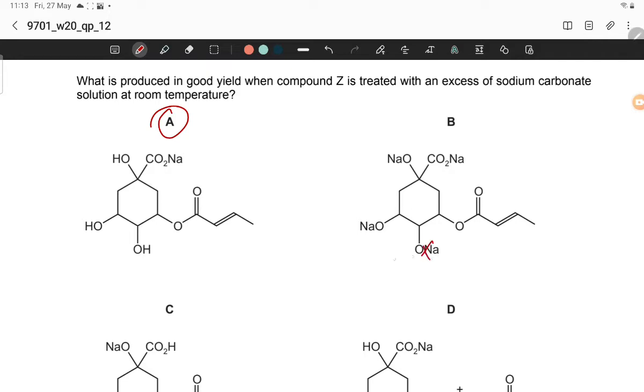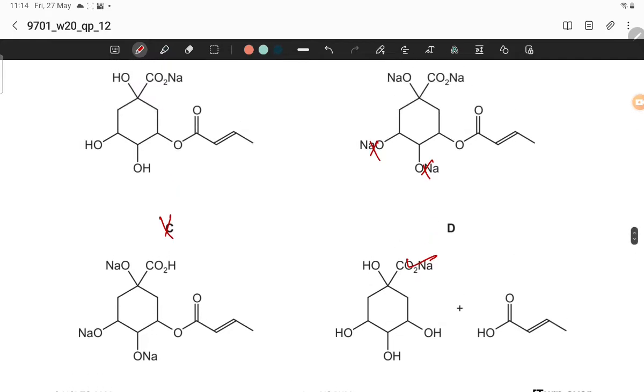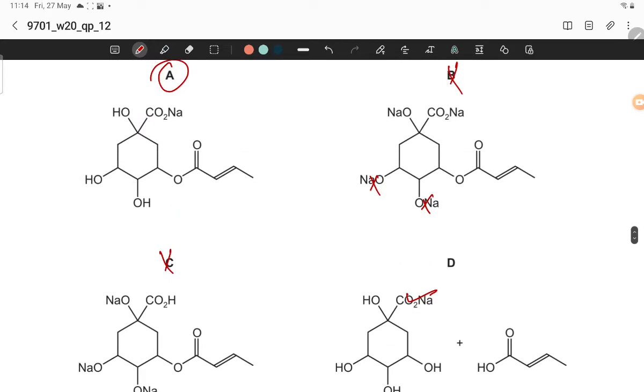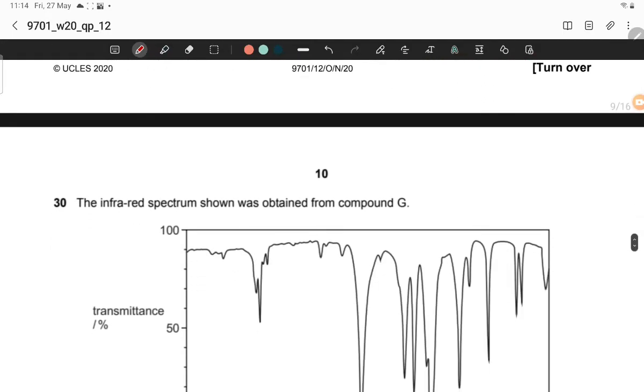NaOH does not react with sodium carbonate, so B is incorrect. It is also incorrect. CO2Na is correct, but sodium carbonate will not hydrolyze this ester, so option A is correct.